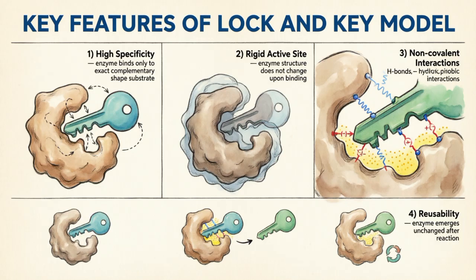Feature 2, rigid active site. The enzyme structure does not change upon binding. Here, the light blue key is now inserted into the beige enzyme's active site. Pay close attention to the light blue translucent outline surrounding the enzyme. This outline represents the enzyme's original shape before binding. The fact that the current structure matches the outline exactly proves that zero structural change has occurred.